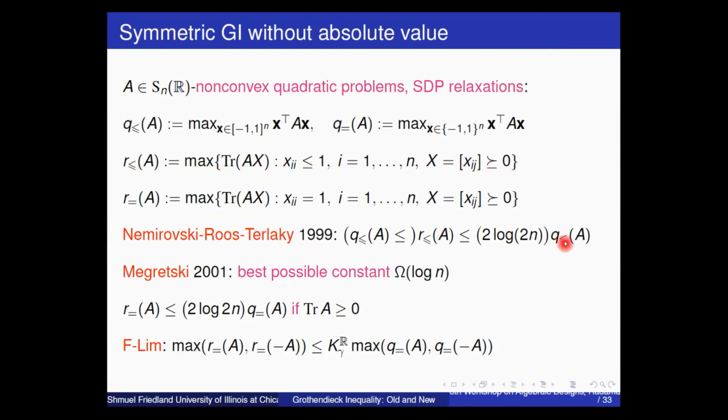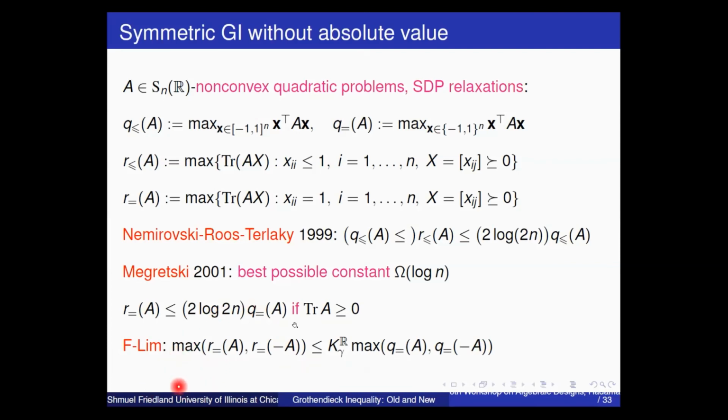And this is for p equal 1. It was shown by Nemirovski, Roos, and Terlaky that the SDP approximation R(A) is less than or equal to 2 log n times Q(A). And actually it was shown by Megretski that the order of the constant is log n. What does it mean? It means that if you don't take absolute values, there is no Grothendieck constant, because it increases with n.